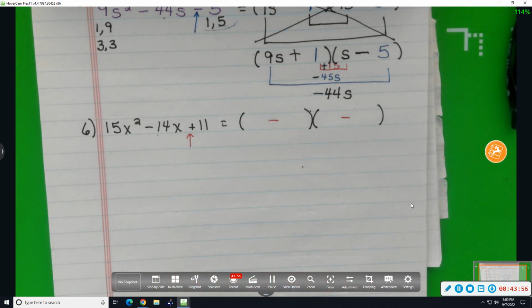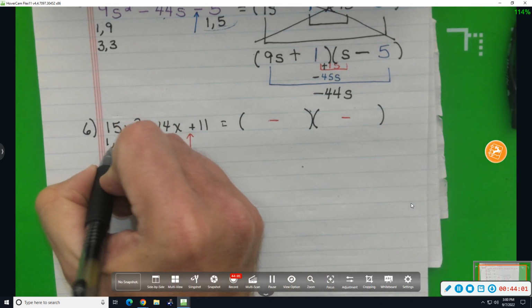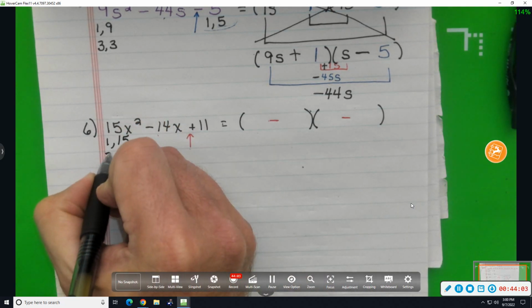Now I'll write out the numbers that multiply together to give 15. Well, there's not a lot of them. 1 times 15, 3 times 5.